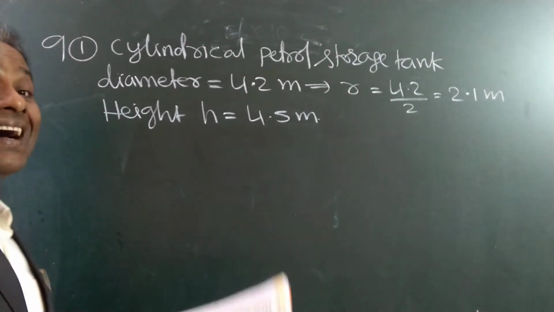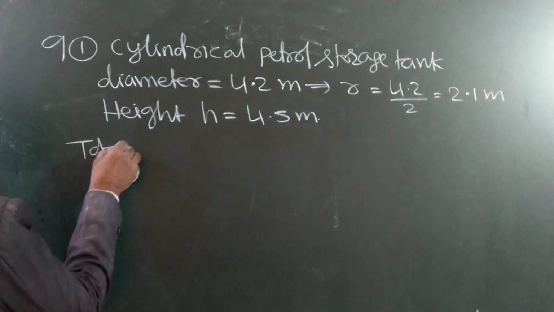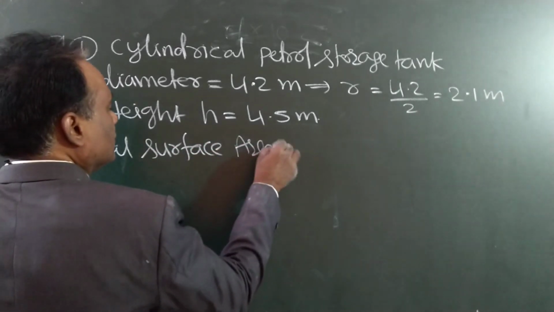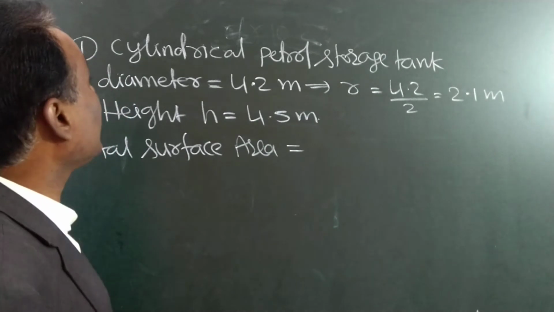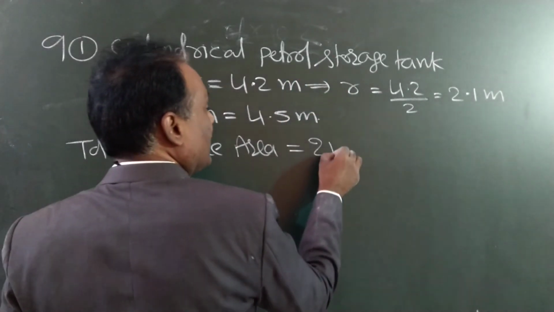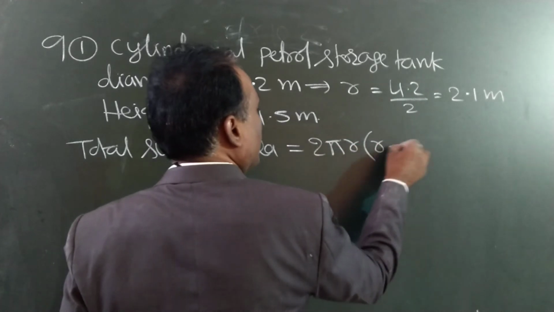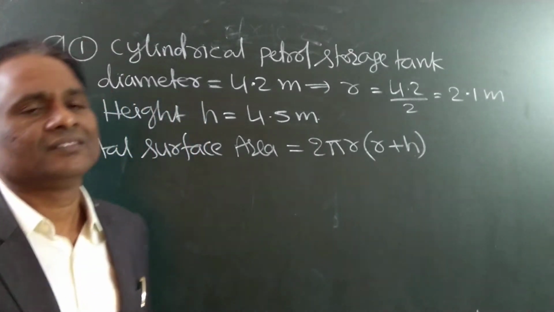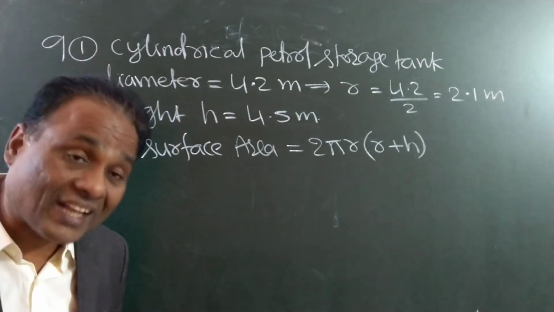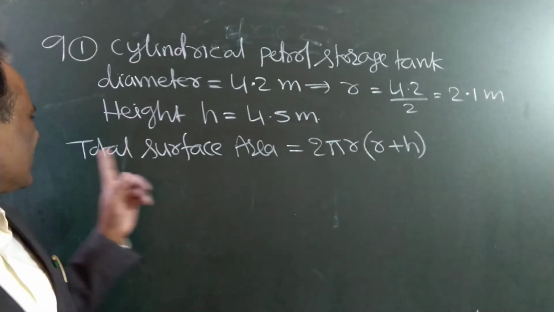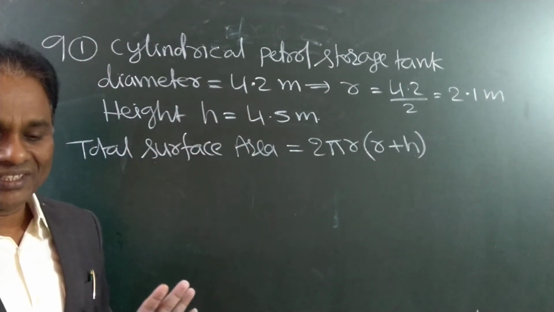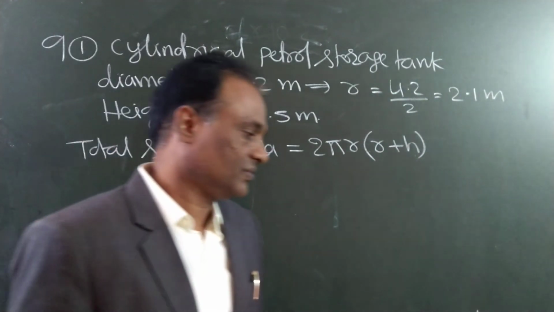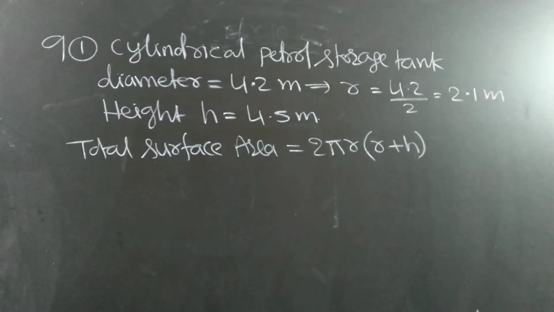Total surface area of the cylinder. I gave the formula. See the formula, students. 2 pi R into R plus H, or H plus R. Total surface area of the cylinder, clearly mentioned. Clear question, no misunderstanding. Total surface area of the cylinder is asked. 2 pi R into R plus H.